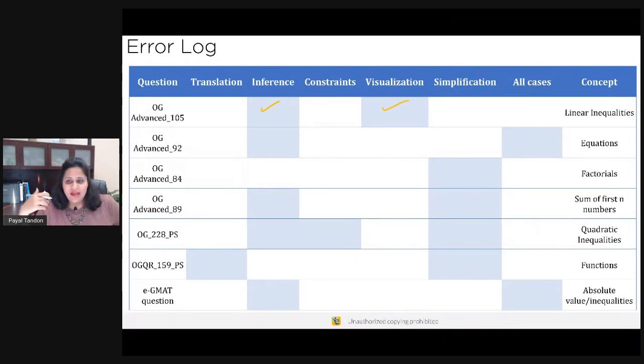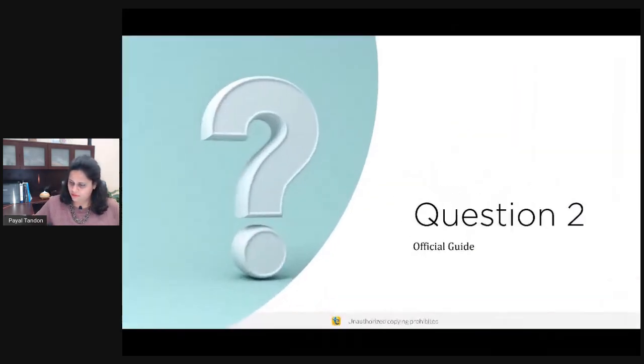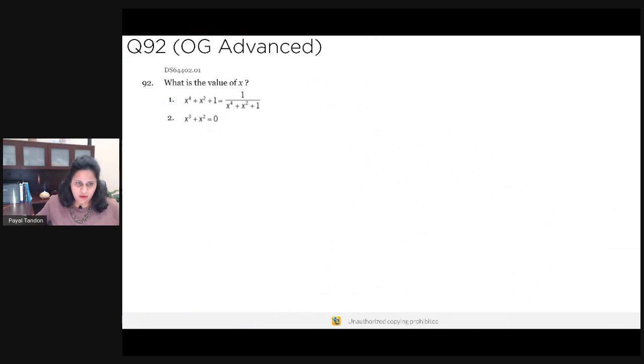Now, I see that only one of you was able to solve this question correctly. So most likely you faltered because of visualization. You weren't able to visualize. That's the skill that you need to build. All right, now we're going to move on to our next question. Let's solve question number 2. There you go, go ahead.